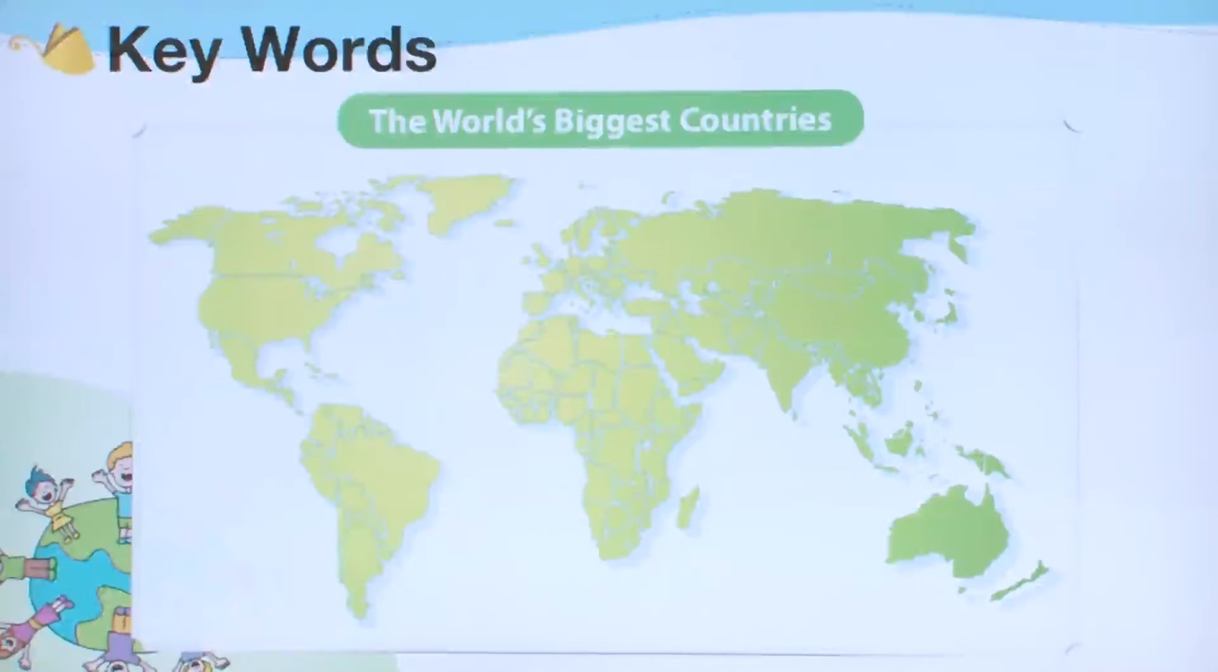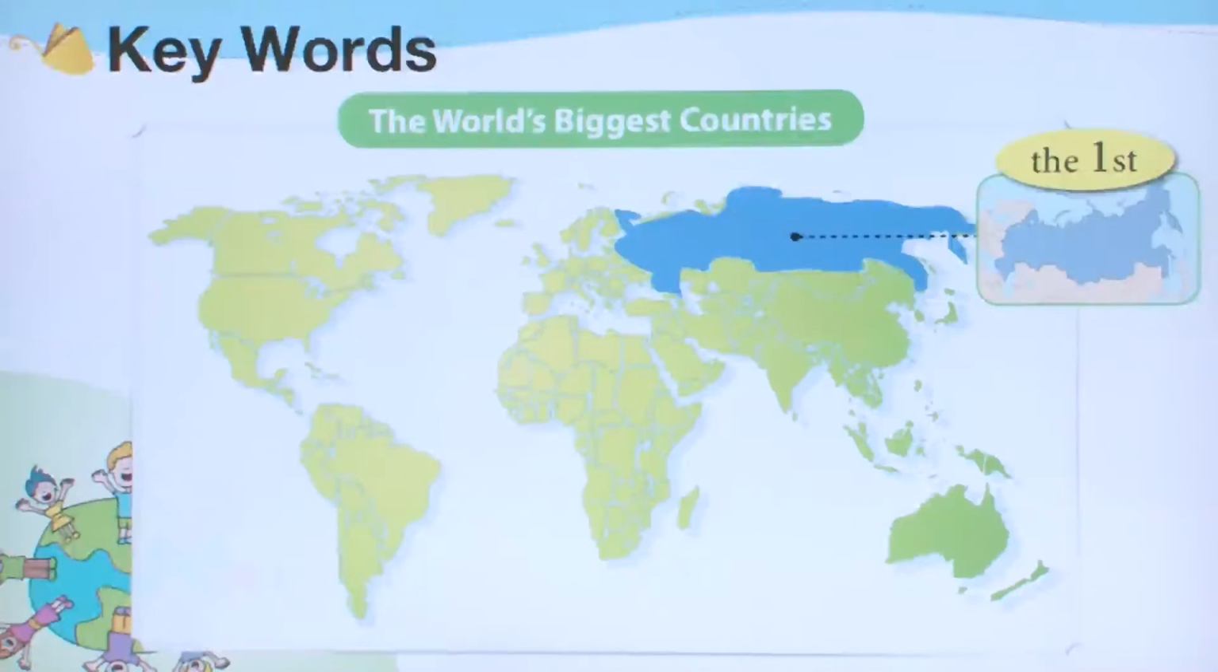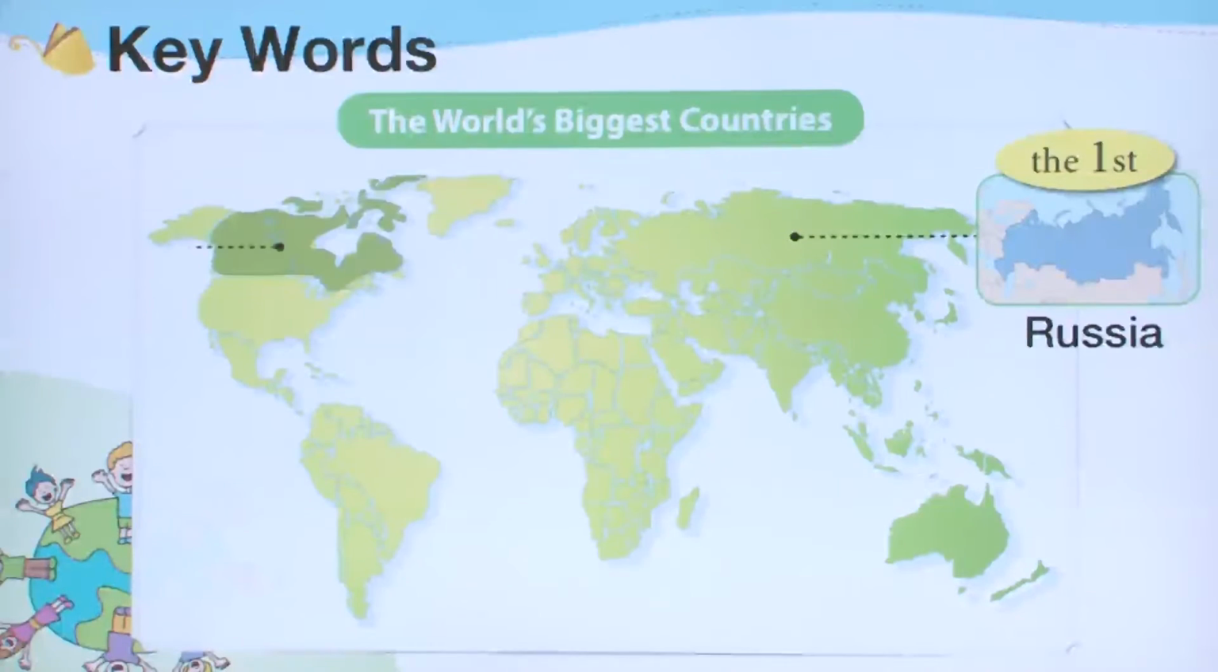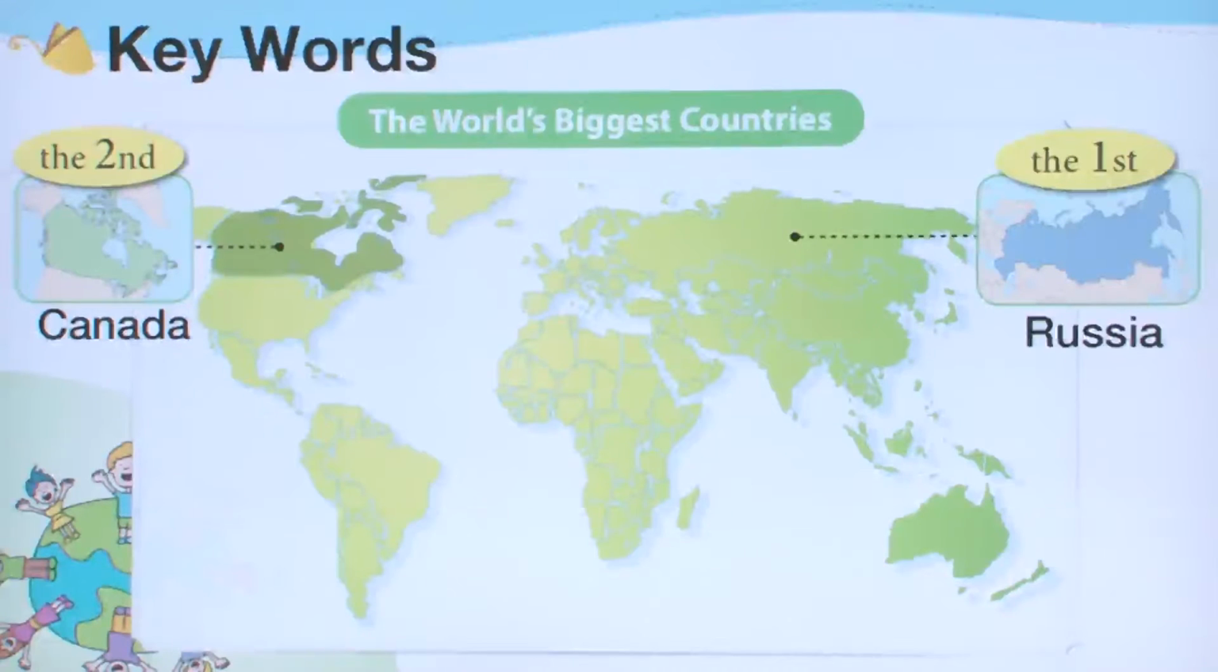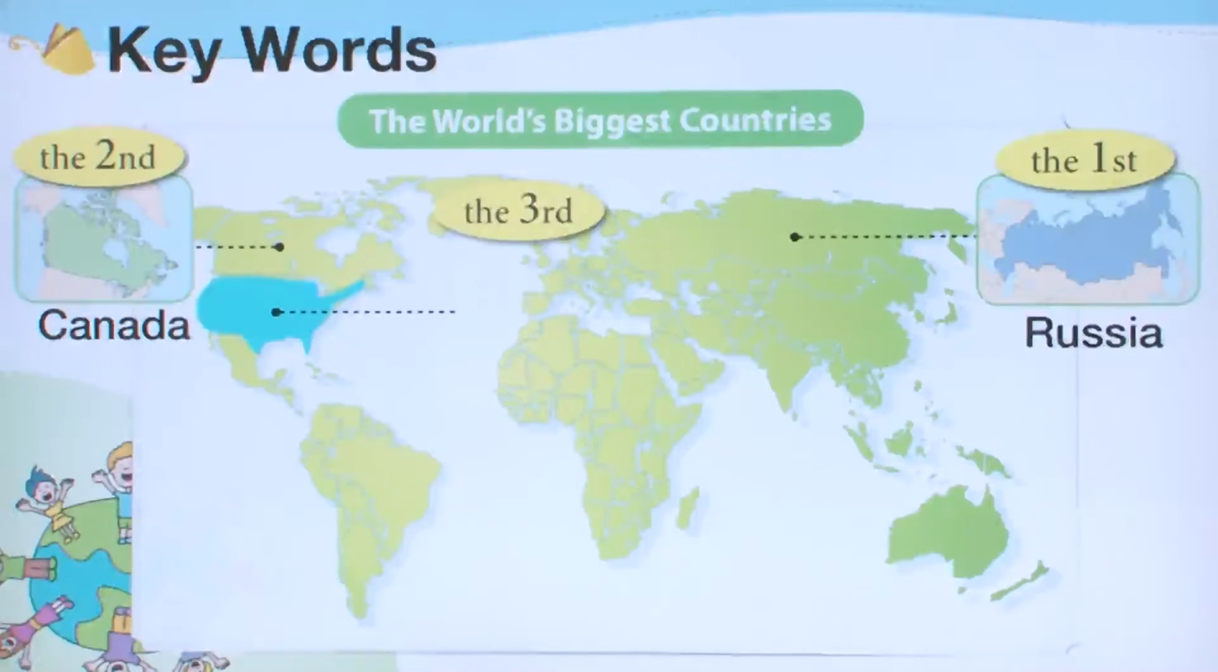Which countries are the biggest? Do you know? What country is that? It's the biggest country in the world. It is Russia. Russia is the biggest country in the world. Wow! Now look at that country. The second biggest. It is called Canada. Canada is the second biggest. That's my country. Wow!